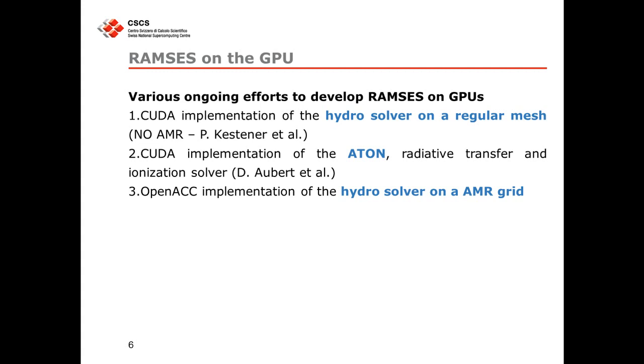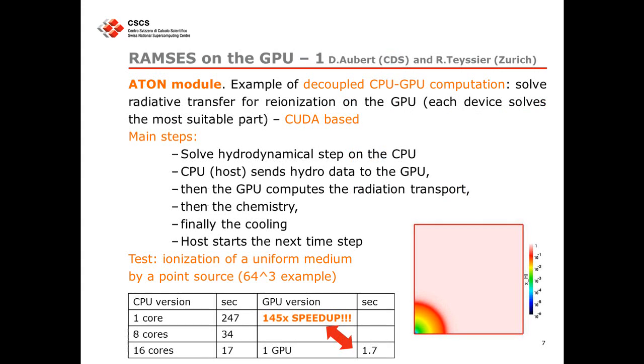So let me spend just a couple of words on this ATON module. The ATON module just takes the hydrodynamical quantities at the beginning of the time step, and it calculates the chemistry and the cooling of the matter that has been calculated by the main code. This module is interesting because it's completely, let's say, decoupled from the rest of the code. So while the rest of the code can evolve the matter from the beginning of the time step to the end of the time step, this other module can calculate a complementary physics in parallel.